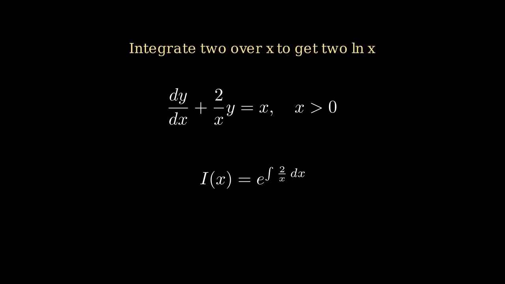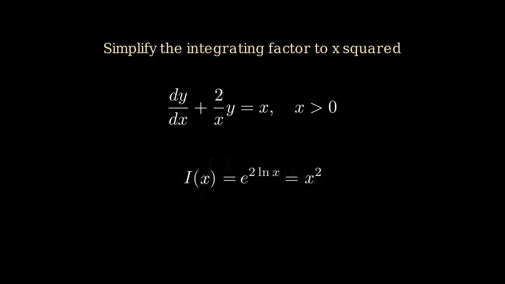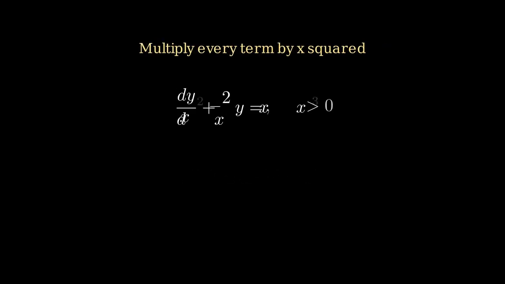The integral of 2/x dx equals 2 times the natural log of x. So the integrating factor equals e to the power of 2 ln x, which simplifies to x squared. Now we multiply every term in the original equation by x squared.